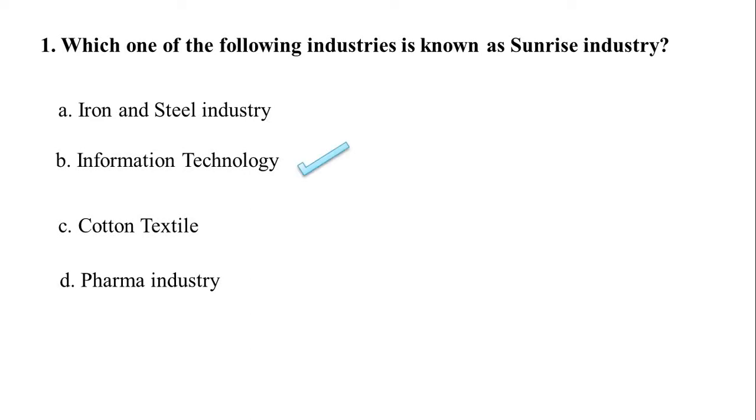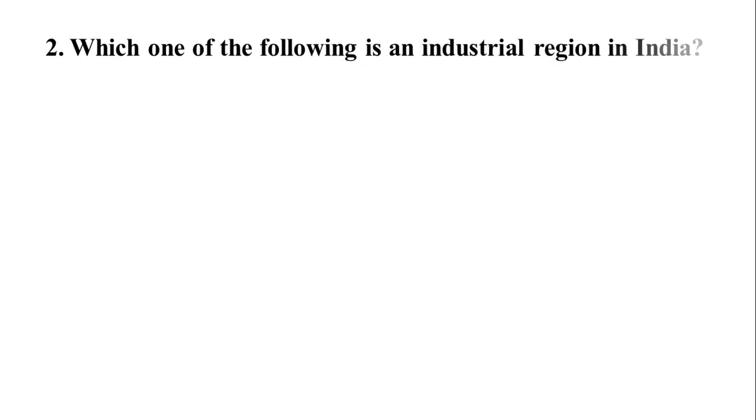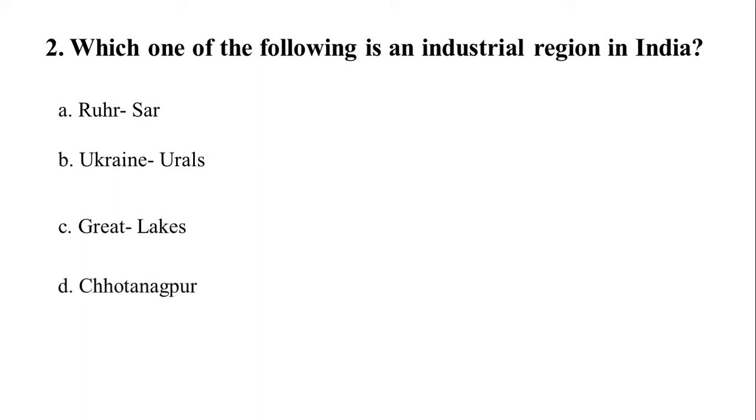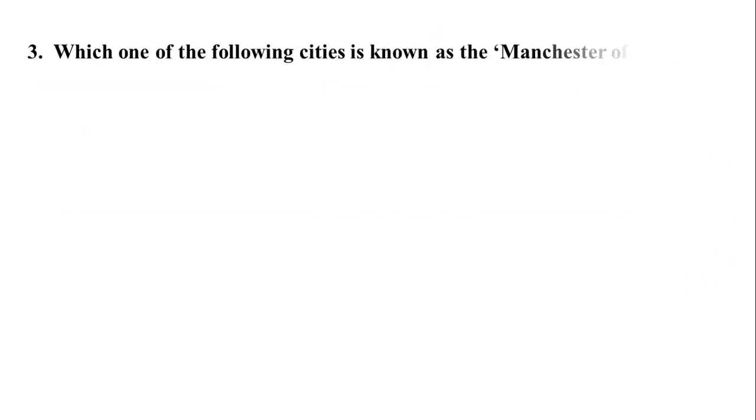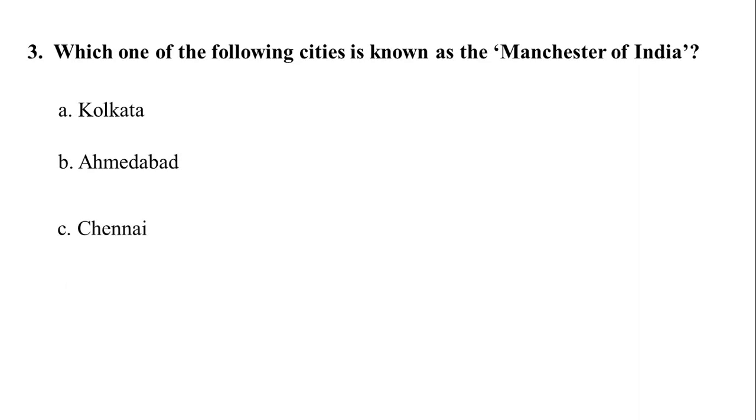Your second question is, which one of the following is an industrial region in India? And the options are A. Ruhr region, B. Ukraine Urals region, C. Great Lakes or D. Chota Nagpur. And the correct answer is D. Chota Nagpur. Your third question is, which one of the following cities is known as the Manchester of India? And the options are A. Kolkata, B. Ahmedabad, C. Chennai or D. Kanpur. And the correct answer is B. Ahmedabad.